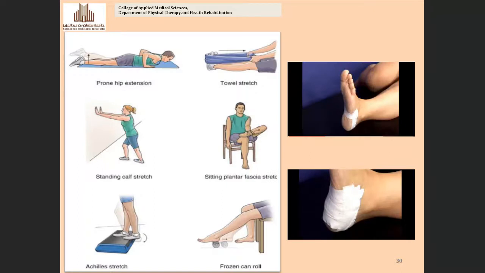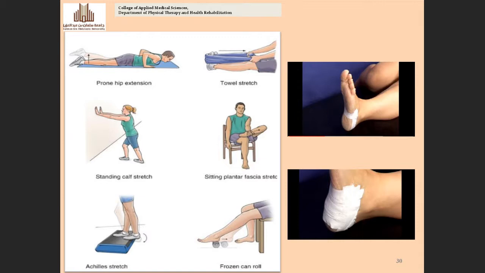So I will show you some of the pictures. This will explain the common exercises that you can perform for this person. You can see the prone hip extension exercises, towel stretch exercises, standing calf stretch exercises, plantar fascia stretching exercises, Achilles stretch exercises, and can roll exercises. And the second picture shows how to apply the strapping.